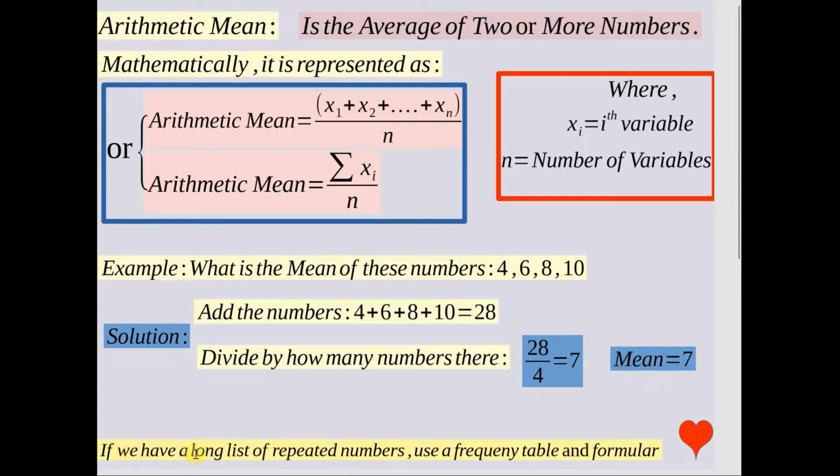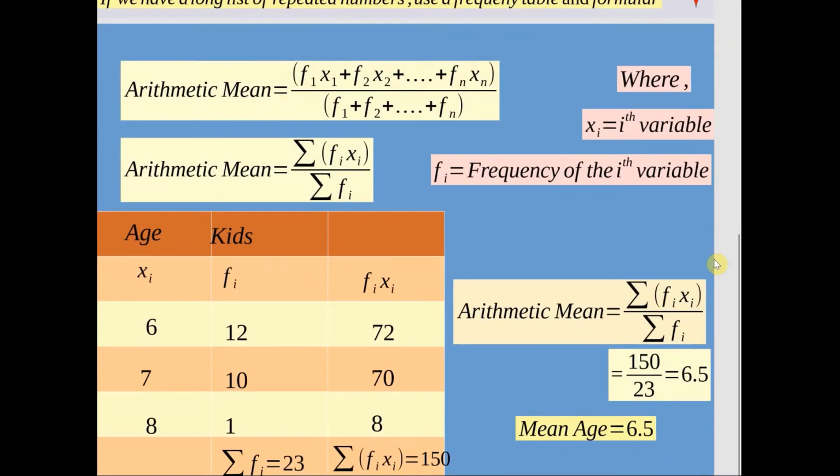If we have a long list of repeated numbers, for example, 4 is repeated maybe 20 times, 6 about 10 times, 8 about 15 times, and so on and so forth, and we have a lot of numbers, it's actually useful to use a frequency table or a frequency formula. Let's look at what I'm talking about.